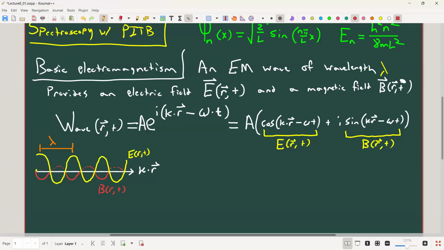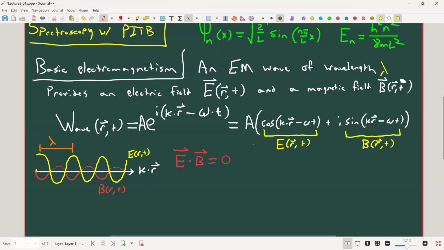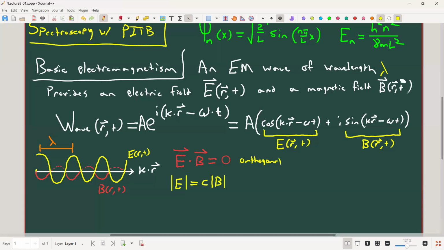There are lots of properties that the magnetic field and the electric field satisfy. They're called Maxwell's equations, but there are only two that we really care about for this. One is that the electric field dotted with the magnetic field is 0, which means that they're orthogonal, 90 degrees, which is how I've drawn it. And that the strength of the electric field is equal to the strength of the magnetic field times some scalar multiple C.